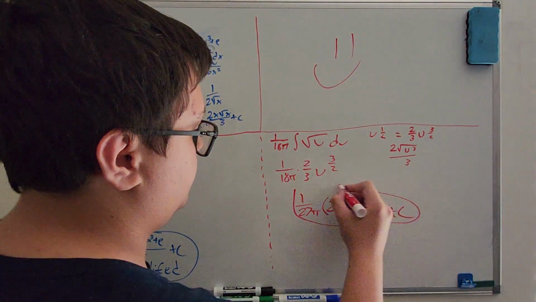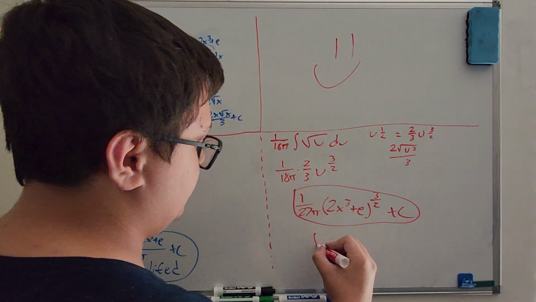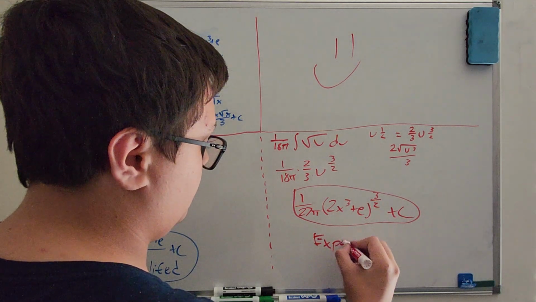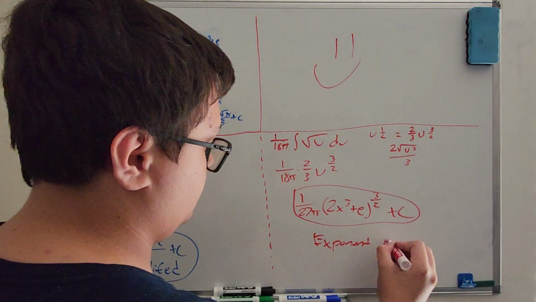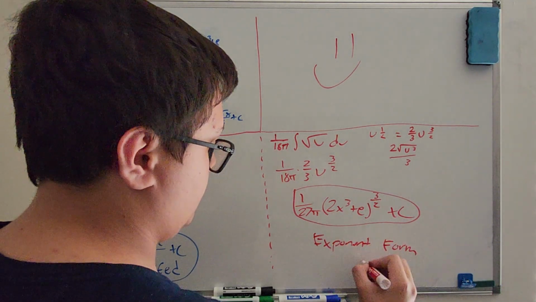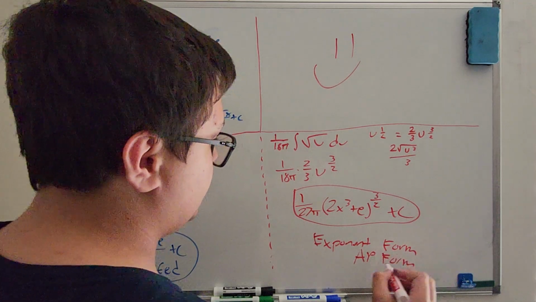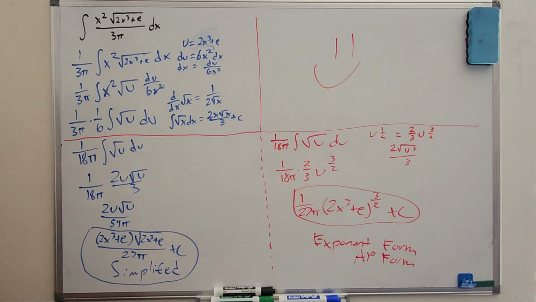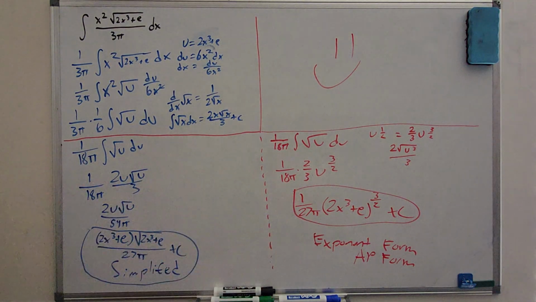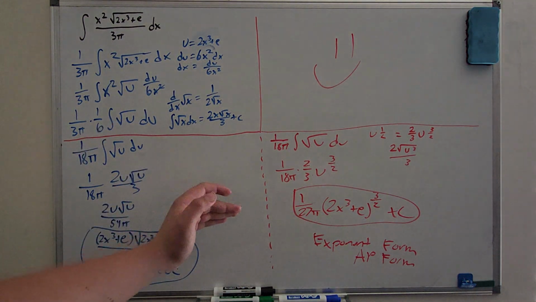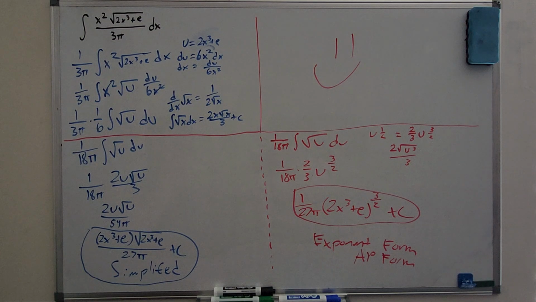So this is the exponent form, the AP form. It's pretty cool. But it doesn't matter. I mean, these are both the same answers, but that's how you can use substitution to basically integrate that problem. It's pretty cool.